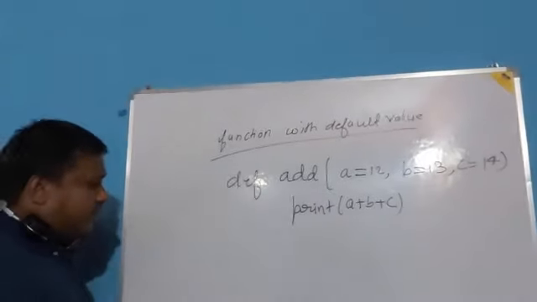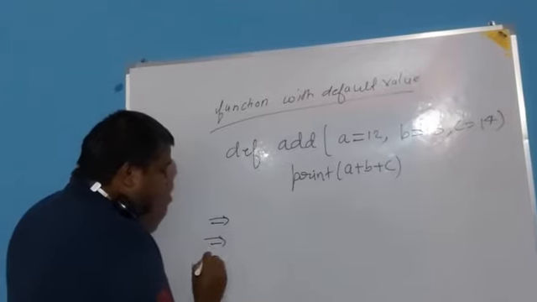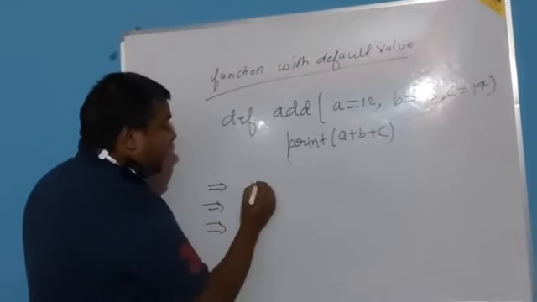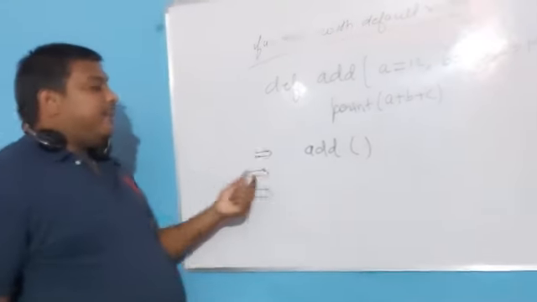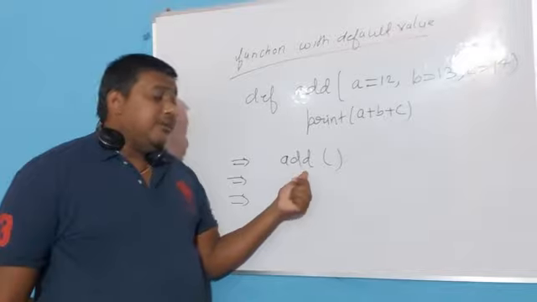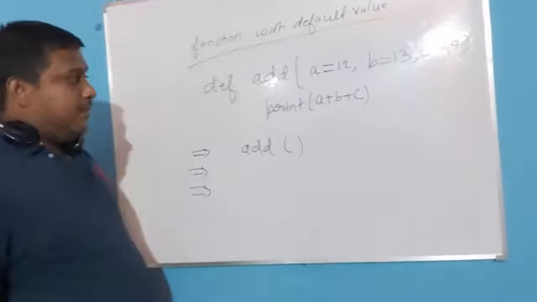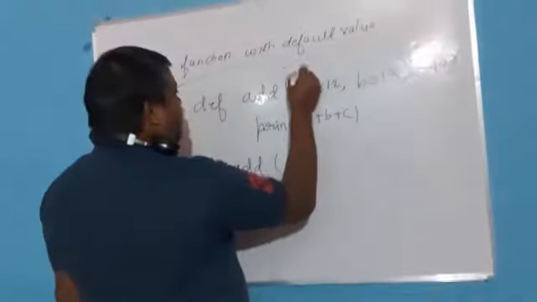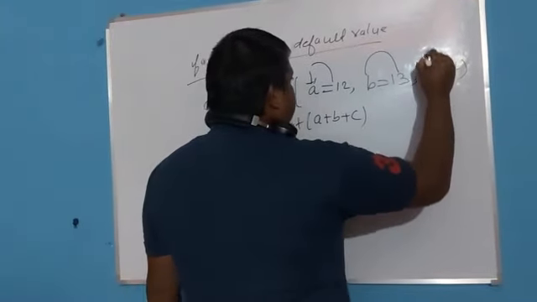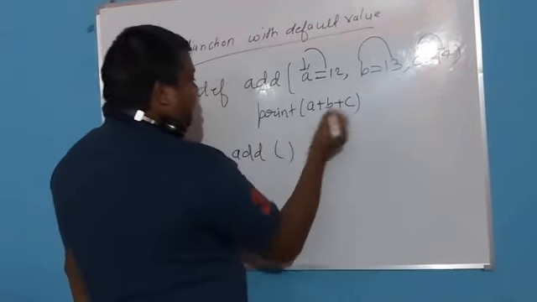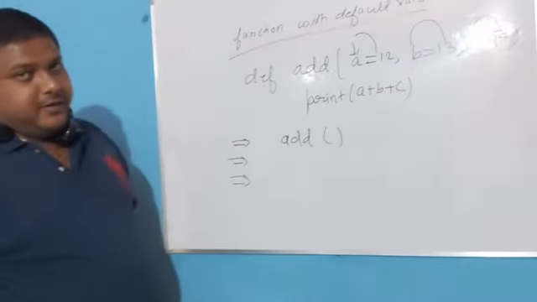To call this function we have a variety of ways. Now you have to see what ways there are. We can call this function without a parameter also. What will happen when we call it without a parameter? If we write add, the compiler will initialize the value of A with 12, B with 13 and C with 14, and the output will come: 12 plus 13 is 25, plus 14 is 39.